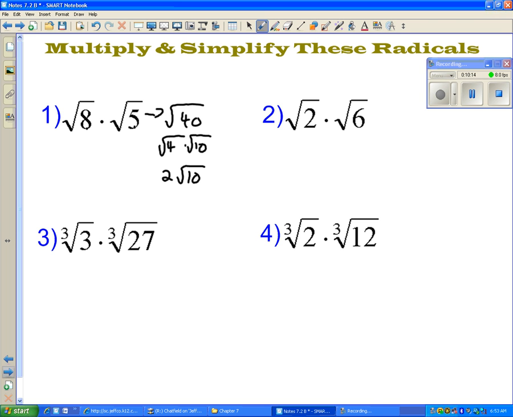8 times 5 is 40. What perfect square goes into 40? 4. So that's 4 times 10. Square root of 4 is 2. 2 square root 10 is my final answer. Is that the only way of doing it?